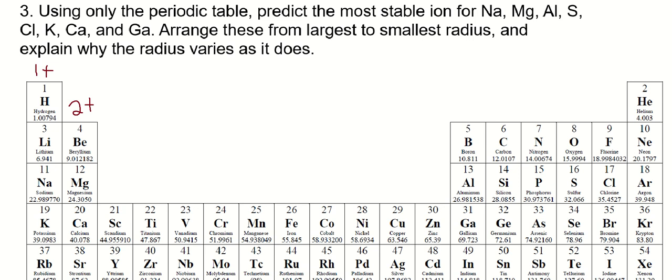Group 13 elements, like aluminum, gallium, they're going to have 3 valence electrons, 2 in the valence s orbital and 1 in the valence p orbital, so they'll tend to lose all 3 of those to form a 3 positive cation.